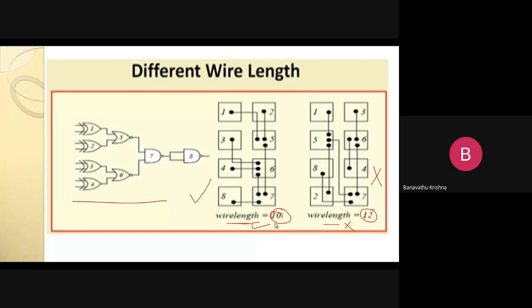So how is it 10, and how is it 12 here? Let us see the 8 modules: 1, 2, 3, 4, 5, 6, 7, 8. Modules 1 and 2 are given to 5. Here I want to make the connections 1 to 5 and 2 to 5. This is 1 and this is 2. Next is the 3 connection: 3 to 6, 3 to 4, and 4 to 6. This is the 4, and this is the 5 connection, and 4 to 6.